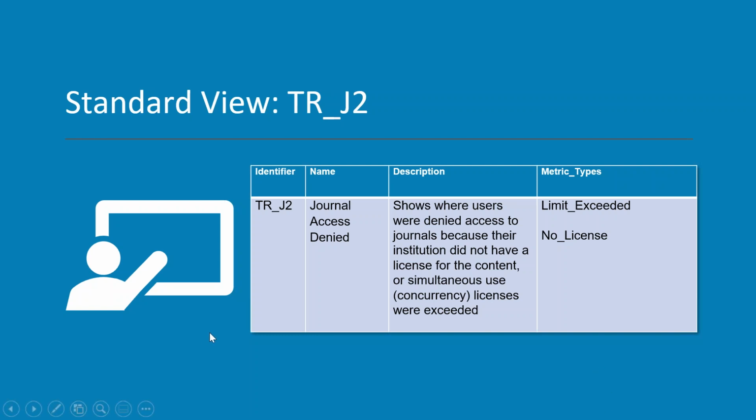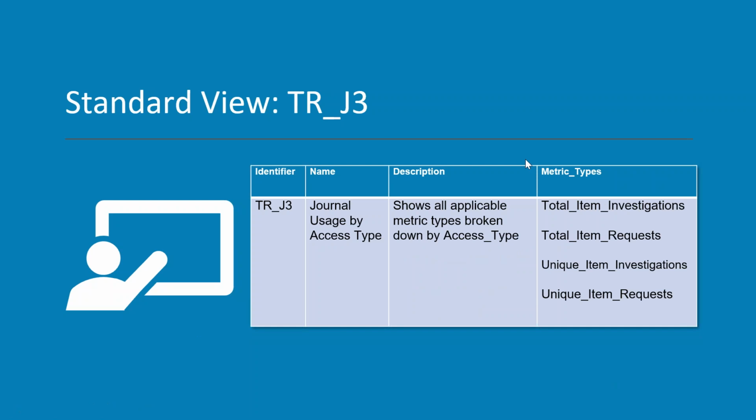Thank you, Paula. So moving on to the TRJ3 report, and this is journal usage by access type, and it shows all the applicable metrics broken down by access type. And in this report you have 4 metrics shown: total item investigations, total item requests, unique item investigations, and unique item requests.